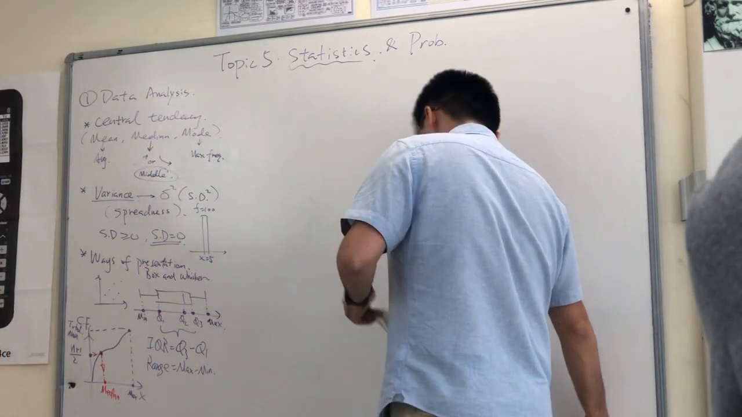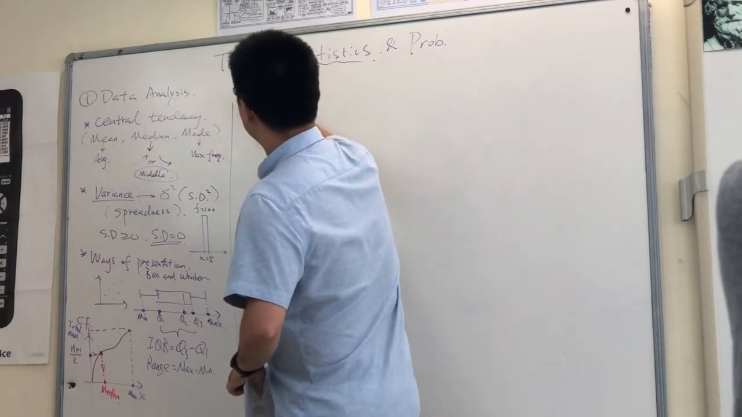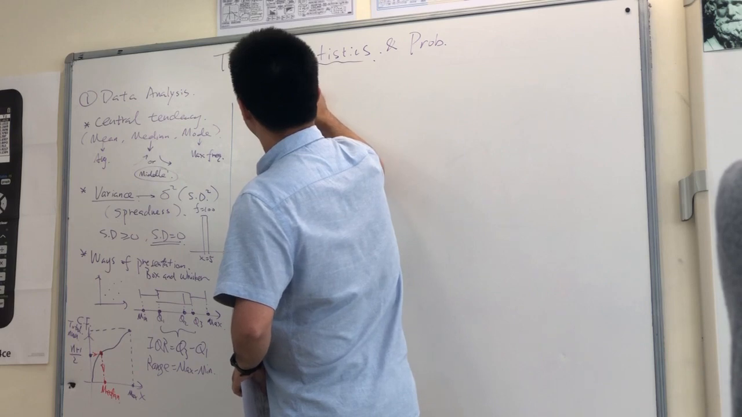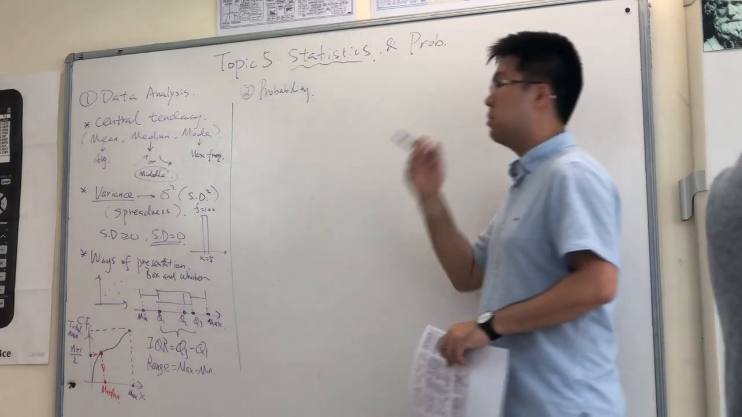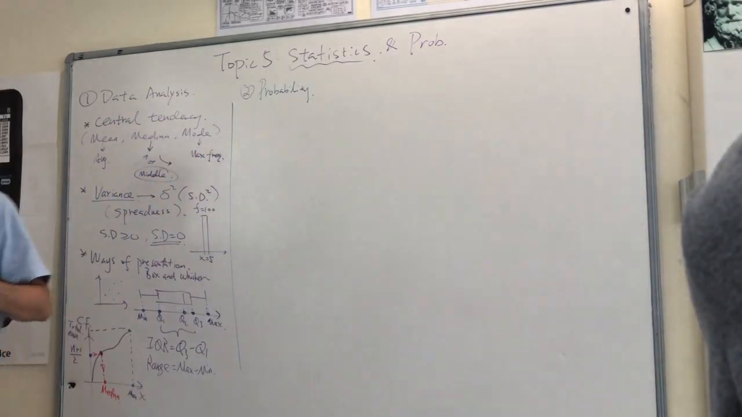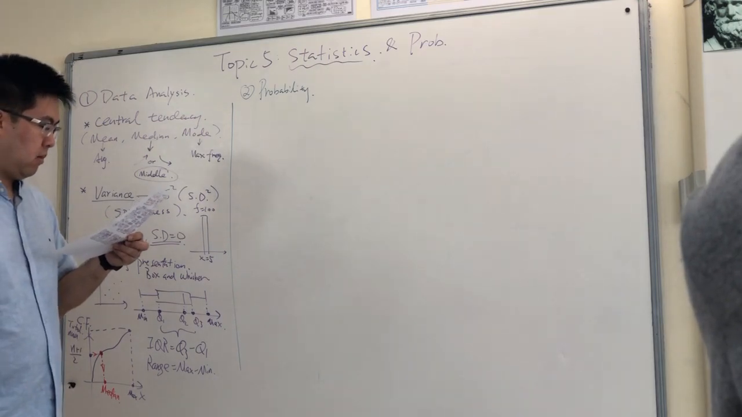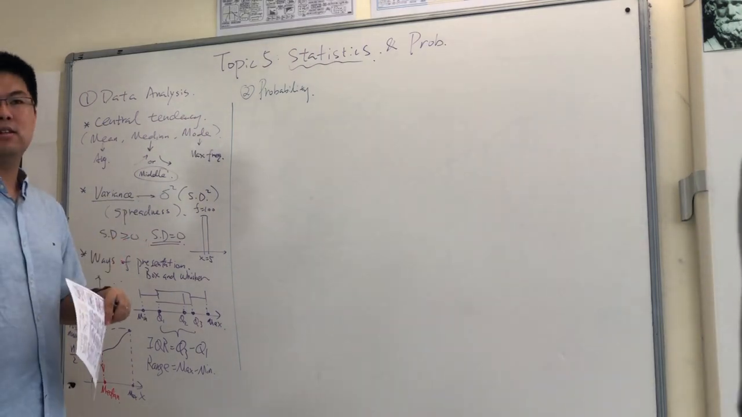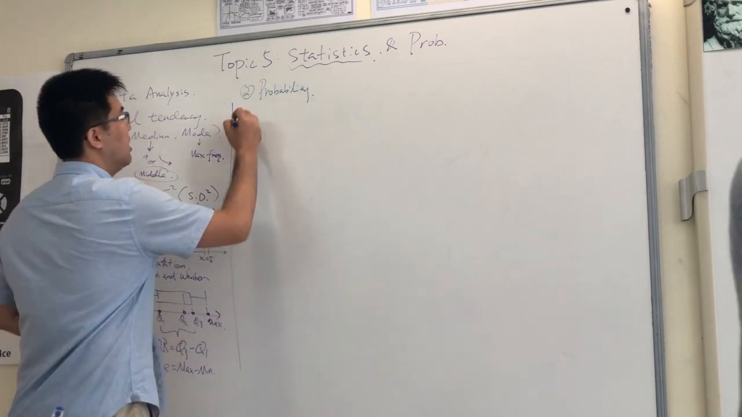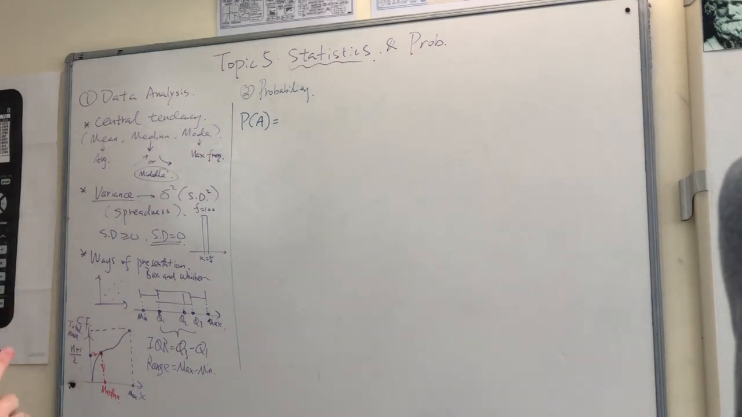The next part is probability. So let's have a thorough review of what we've learned in probability. What is probability, by the way? Chance. How likely something is. Likelihood, right? So probability of an event A, that's the most fundamental definition.